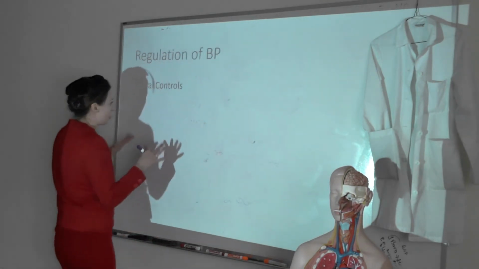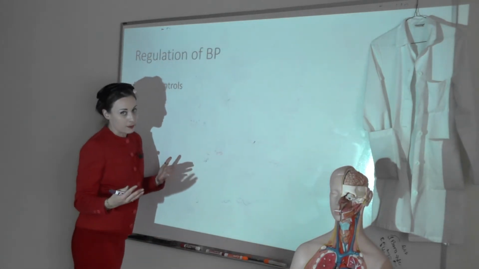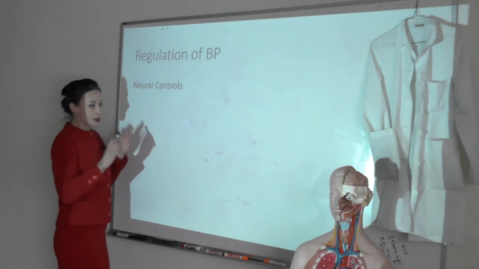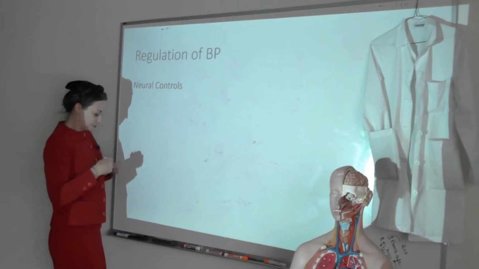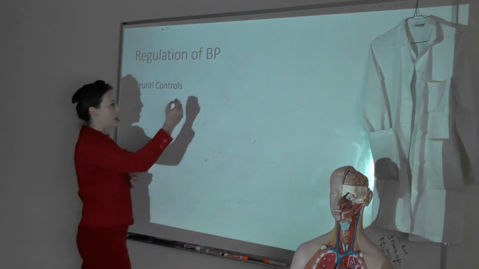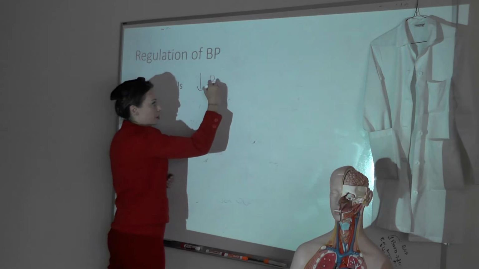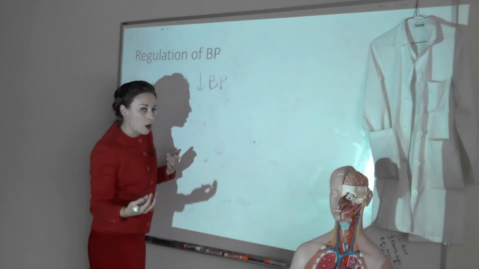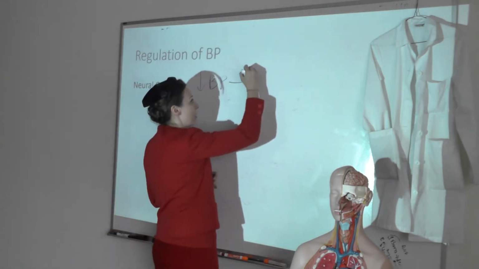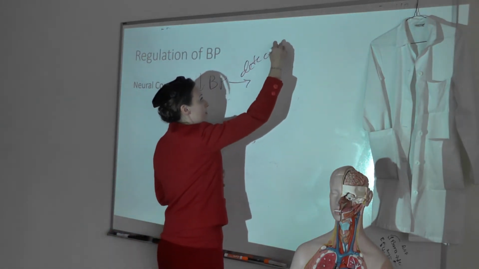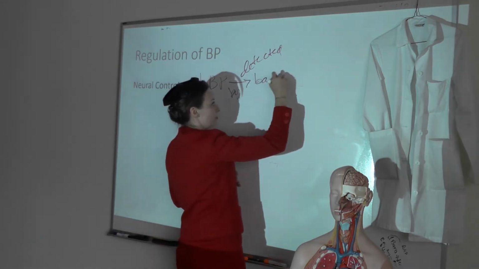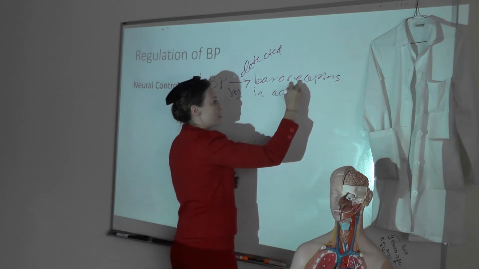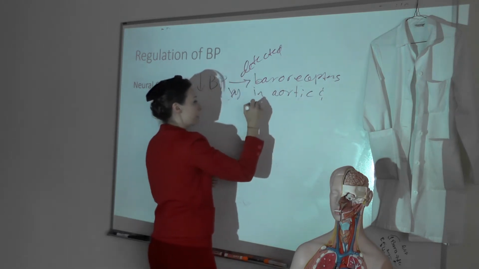So let's think about our neural controls. If it's a neural feedback loop, then we've got our receptor, our sensory neuron, control center, and our effectors. So what's going on here? If we have a drop in blood pressure, which I've told you is more serious, this is going to cause a drop in blood flow. So this is detected by baroreceptors. They detect level of stretch in your aortic arch and your carotid sinuses.